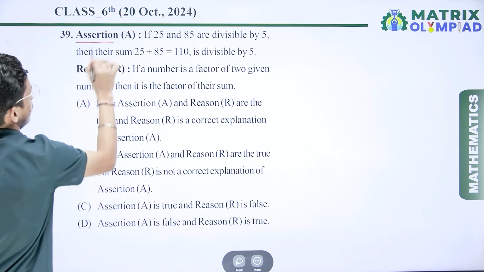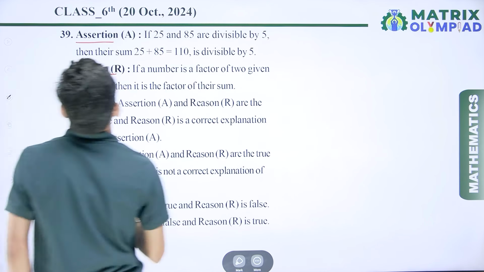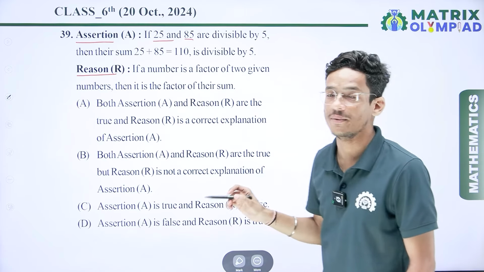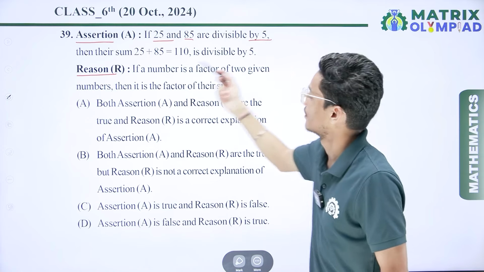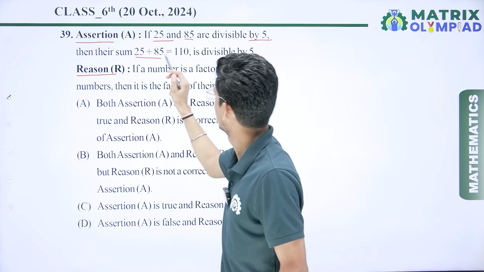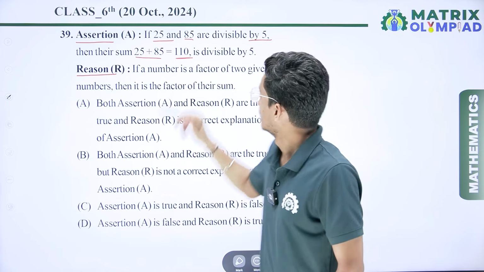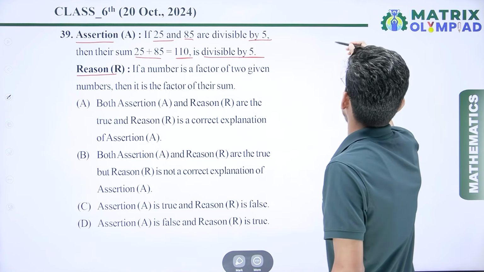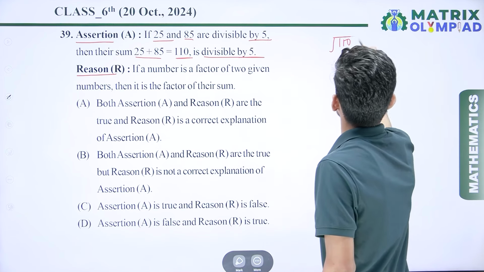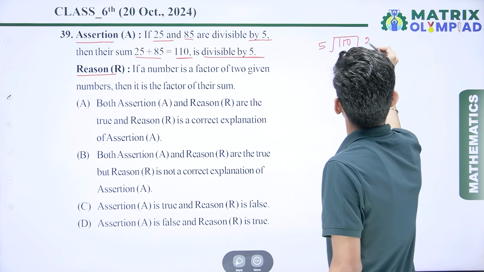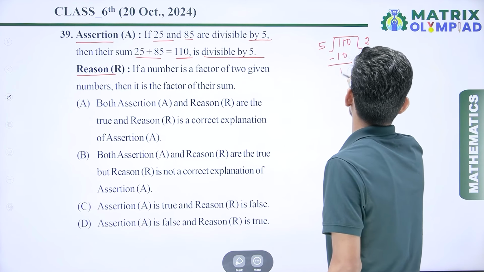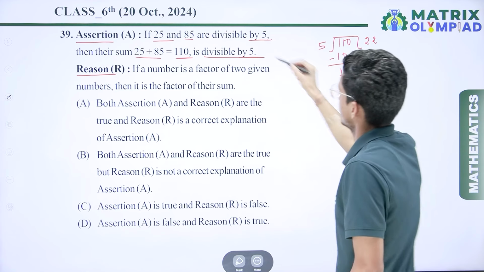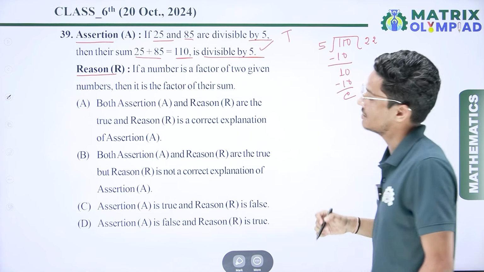Now the next question is again based on assertion and reason. So here we have the assertion: if 25 and 85 are divisible by 5, then their sum, that is 110, is also divisible by 5. So first let me check. 110 is divisible by 5: 5 times 22 is 110. It means yes, this one is true. So I can say that the assertion is true.